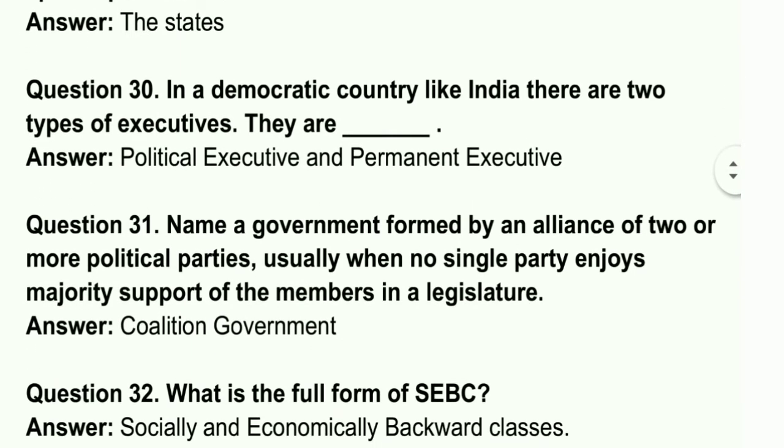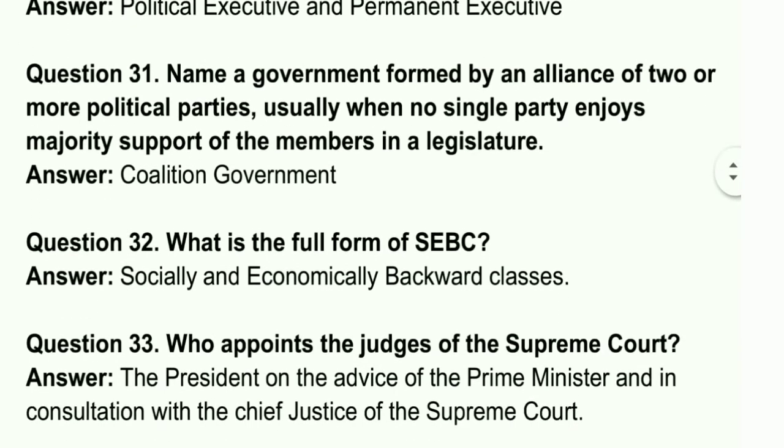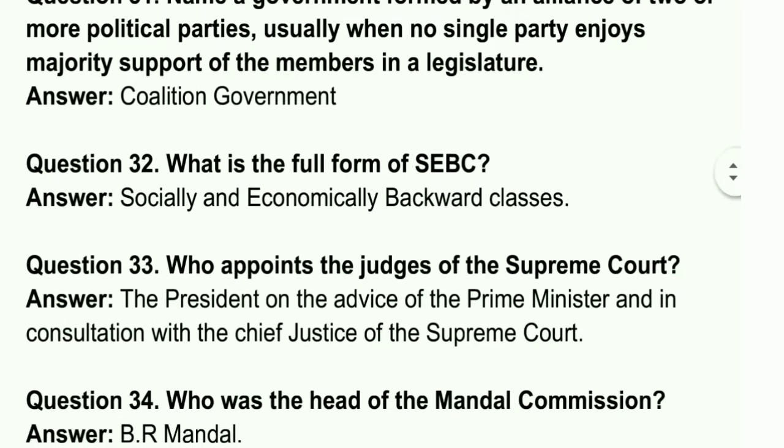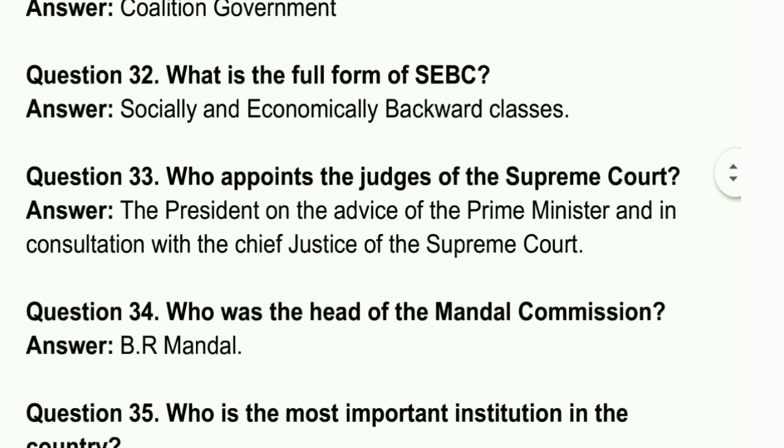Next question: in a democratic country like India, there are two types of executives. They are? Answer: political executive and permanent executive. Next question: name a government formed by an alliance of two or more political parties, usually when no single party enjoys majority support of the members in a legislature. Answer: coalition government. Next question: what is the full form of SEBC? Answer: socially and economically backward classes.